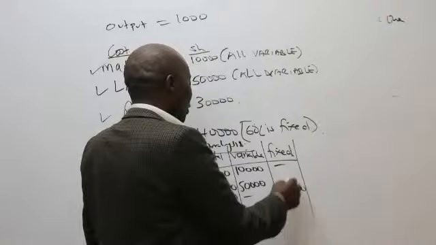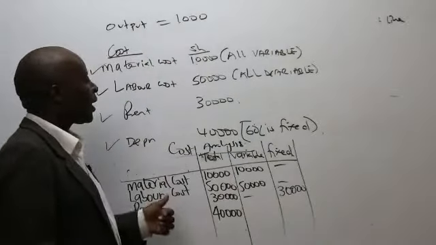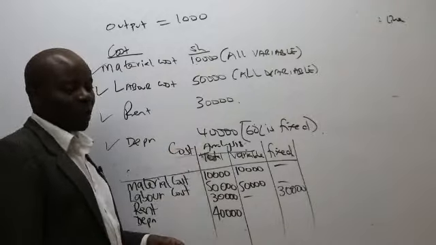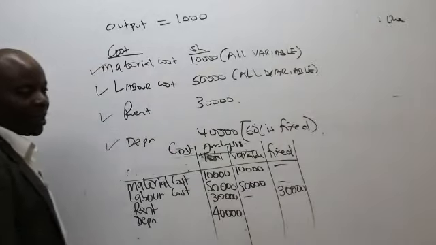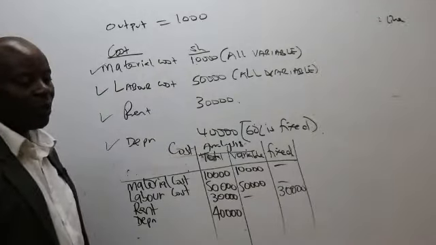From there, we have depreciation. What have they told us about depreciation? That 60% is fixed. So what is 60% of 40,000? Can somebody help me? 0.6 of 40,000 will give us what figure?